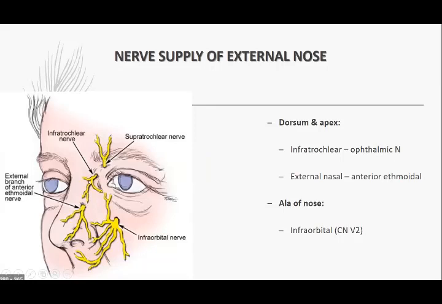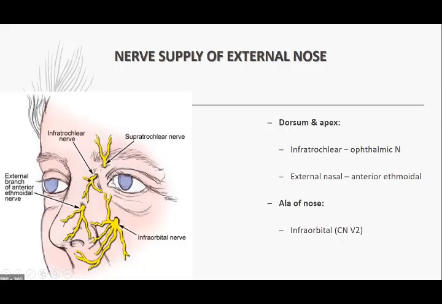Then you have the external nasal. Sorry, not supratrochlear, infratrochlear. I'm sorry. Supratrochlear supplies the medial aspect, the medial side, the upper part of the eye. Infratrochlear nerve is a branch of the ophthalmic. Then you have the external nasal, which is a branch of the anterior ethmoidal, and it also supplies the dorsum. These two branches supply this area.